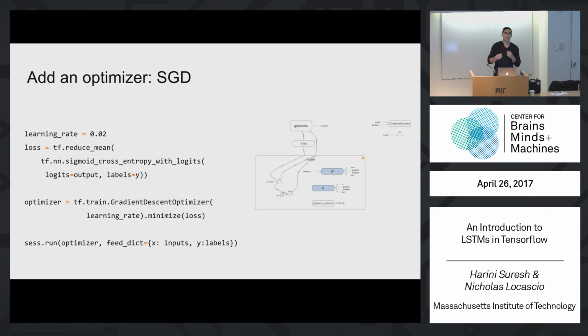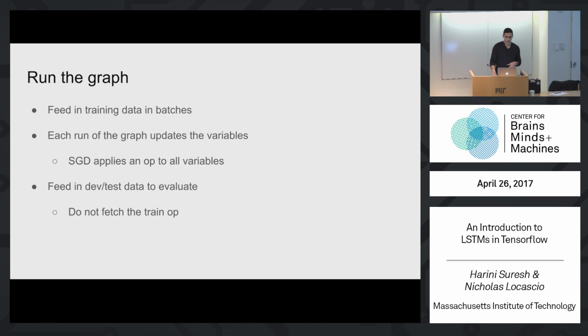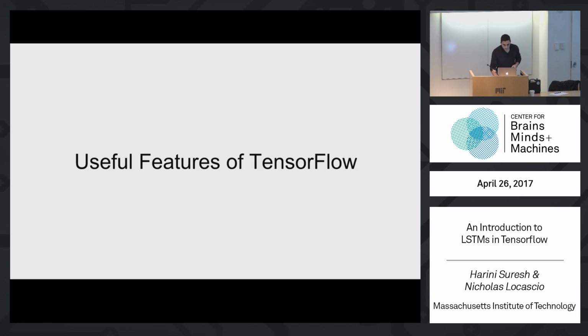Our optimizer is also an operation in the graph. So we do the same thing where we do session.run. We give it the optimizer node, and we pass in our x inputs, and then our y label output, because we want to compute the loss between the two. So that's just a brief overview of creating a graph, running the graph, training your graph.